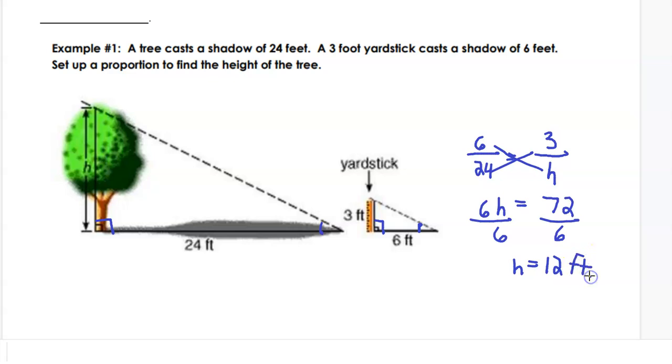Really not that crazy, but this kind of thing shows up frequently on the SATs, where you have similar triangles and you're trying to find a measurement that you don't already know. Again, they gave you 3 measurements, 1, 2, 3, and we had to find the 4th. Let's take a look at another example.